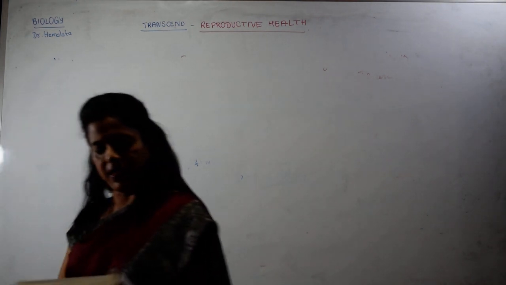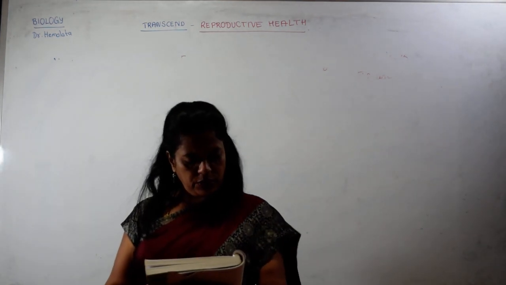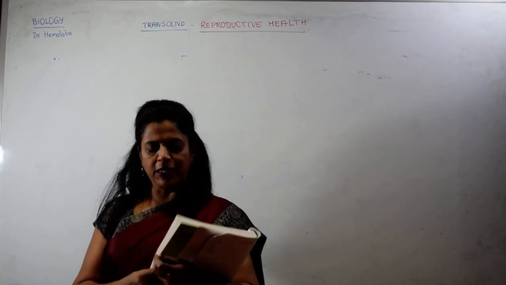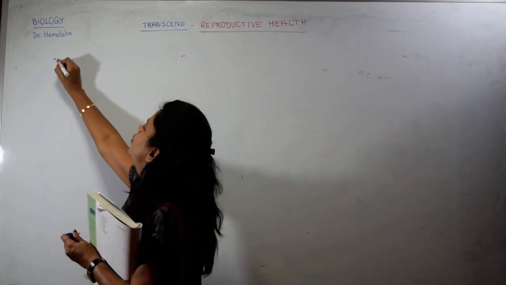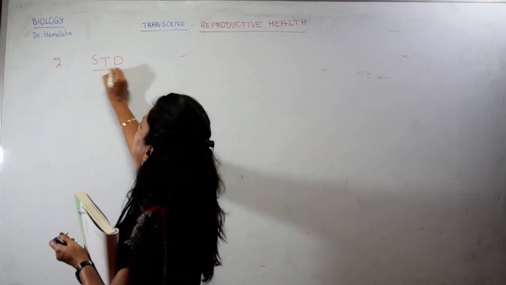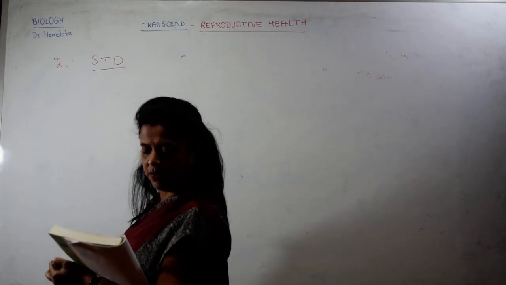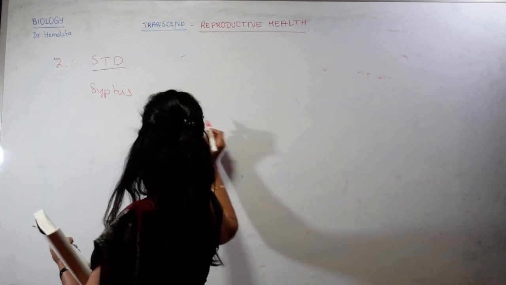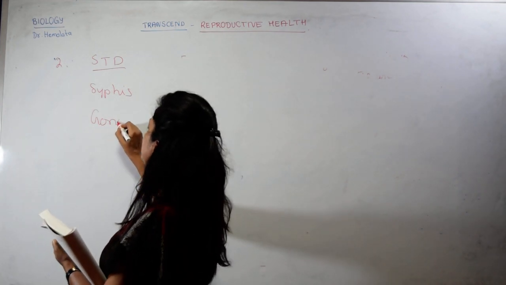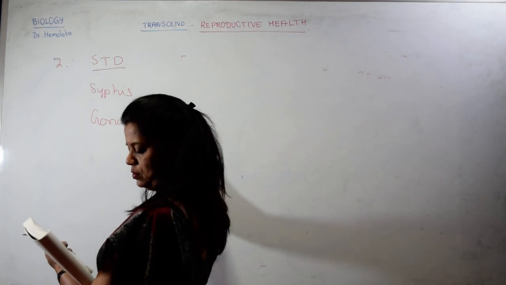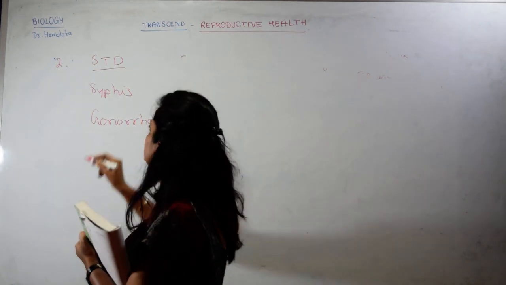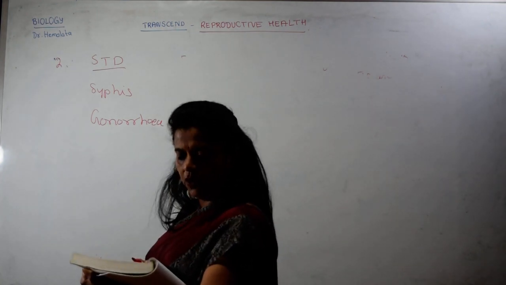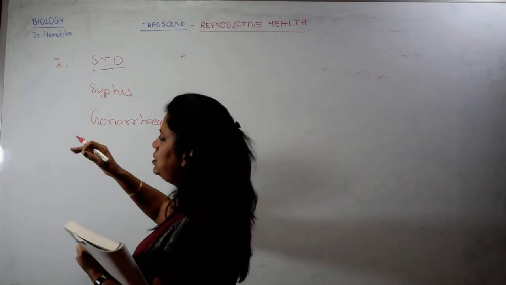The second question says: which one of the following represents the correct match of a sexually transmitted disease? So question number 2 is on STDs, right? What are the STDs given? First one given is syphilis. So let us first list them all. Second one is gonorrhea, which you have already studied. What are the other things? You have got other ones also. Urethritis and soft sores are given. But in your syllabus we have these 2.